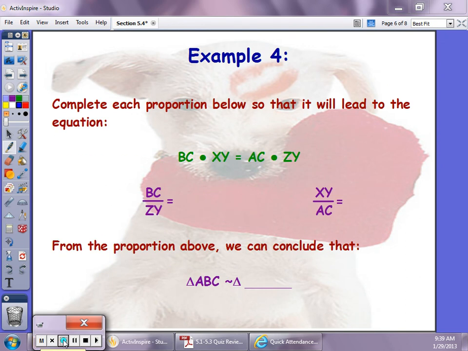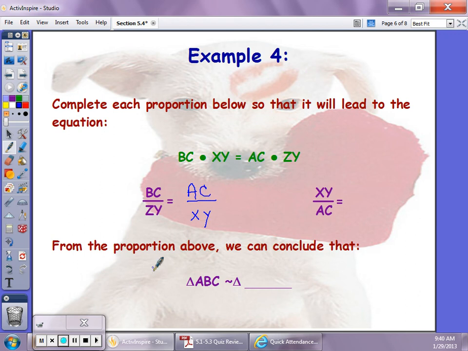So for the last example, we're going to complete each proportion below so that it will lead to the following equation: BC times XY equals AC times ZY. Remember with proportions, we cross multiply. So if we have BC over ZY, and I need to set up a proportion, I know that we have to cross multiply so that BC is going to be multiplied by XY. So XY is going to go here. I also know that ZY has to be multiplied by AC using cross multiplication. So AC is going to go right there.